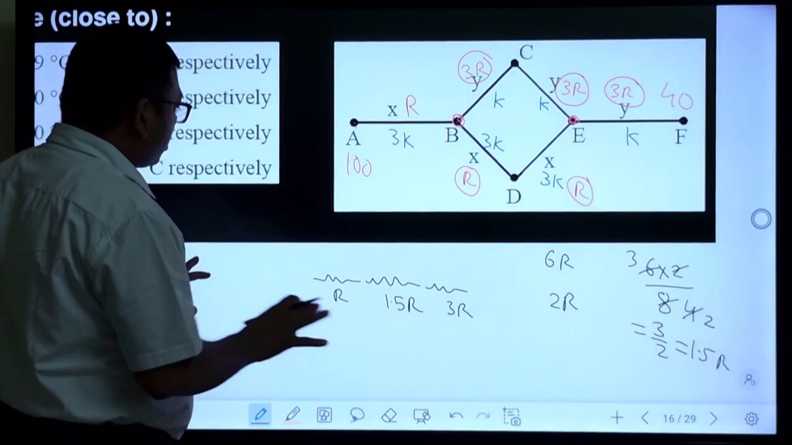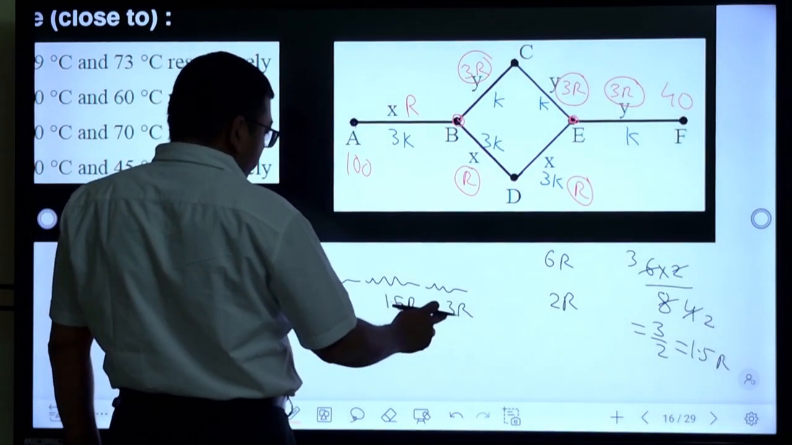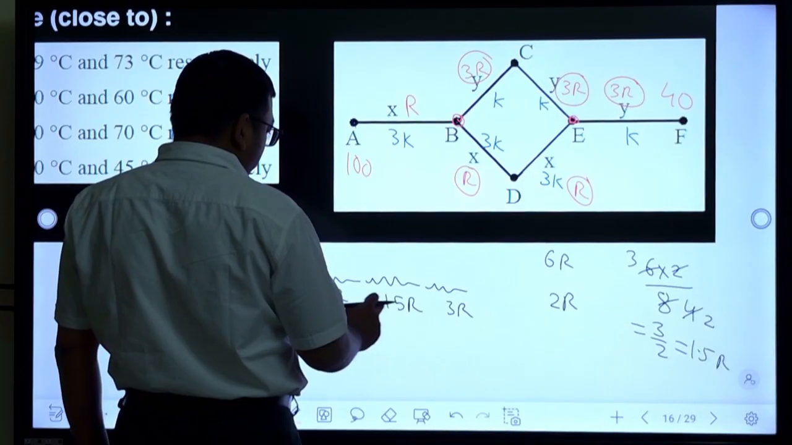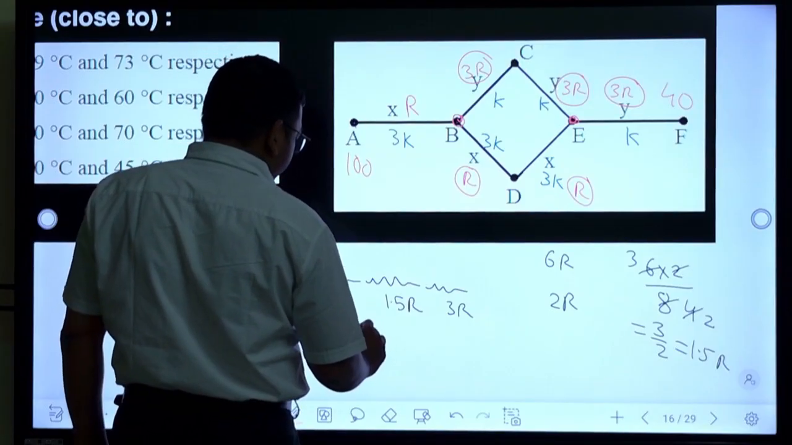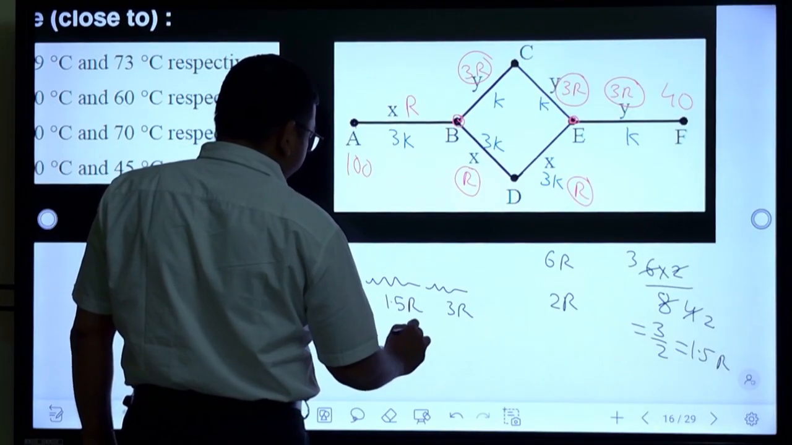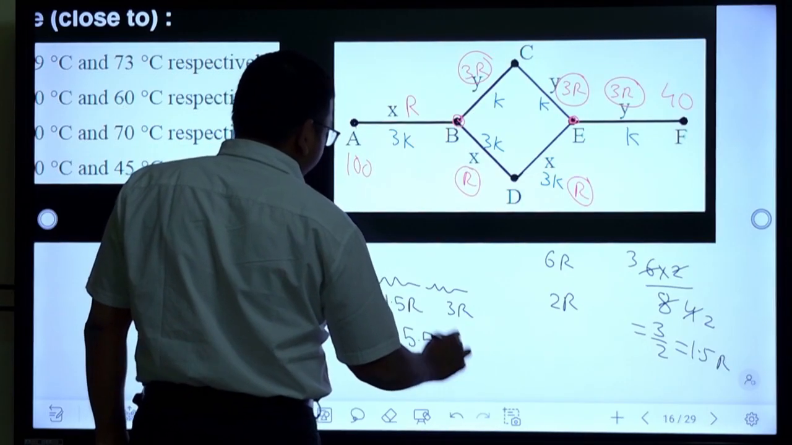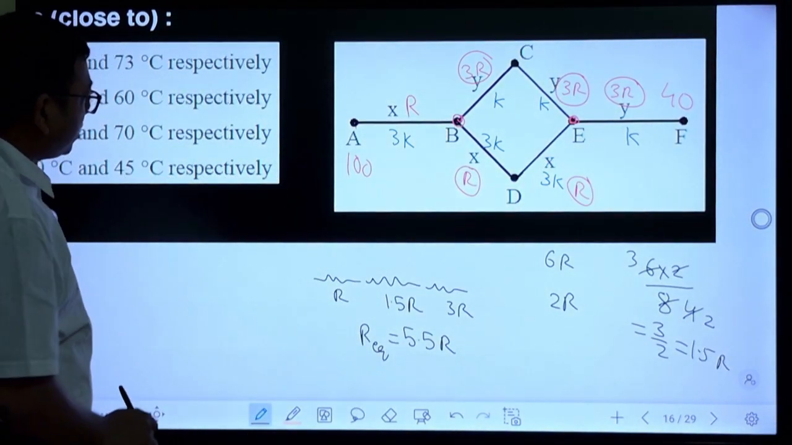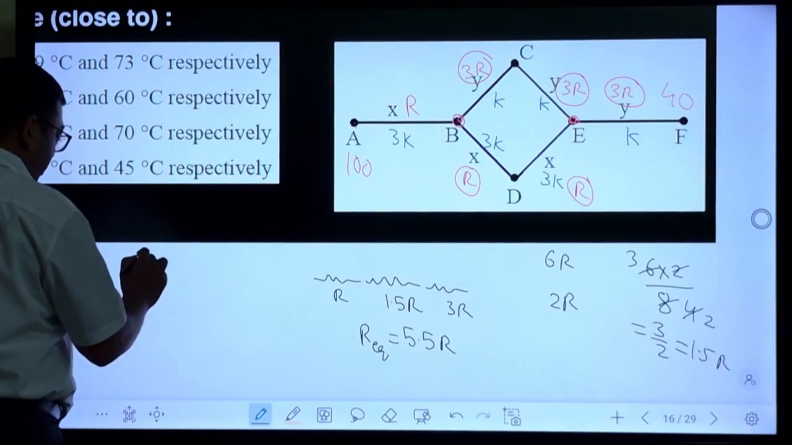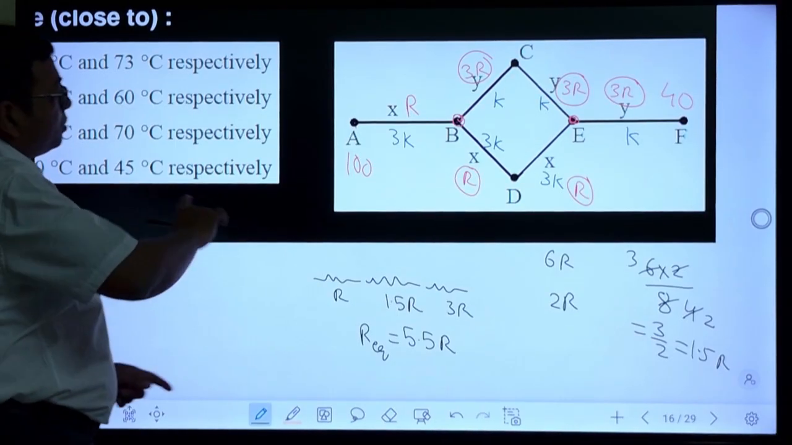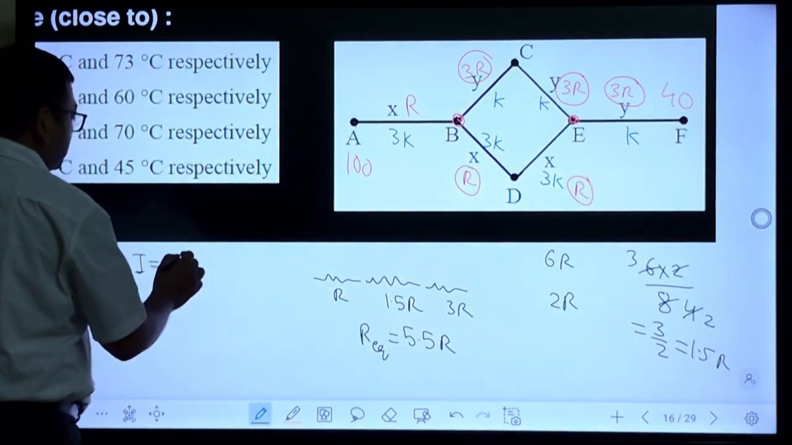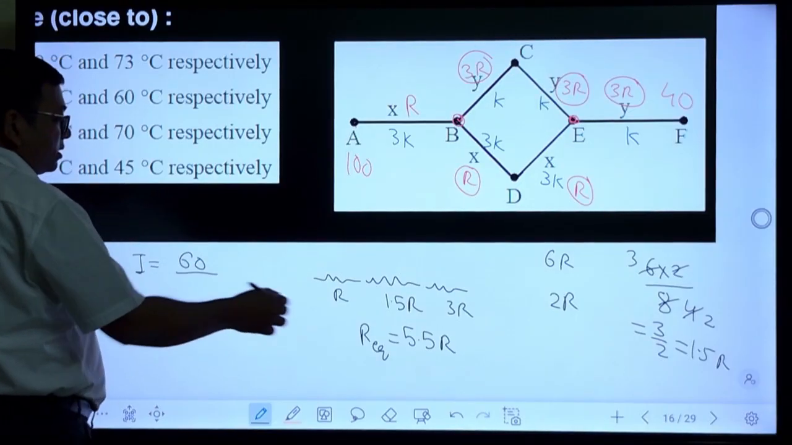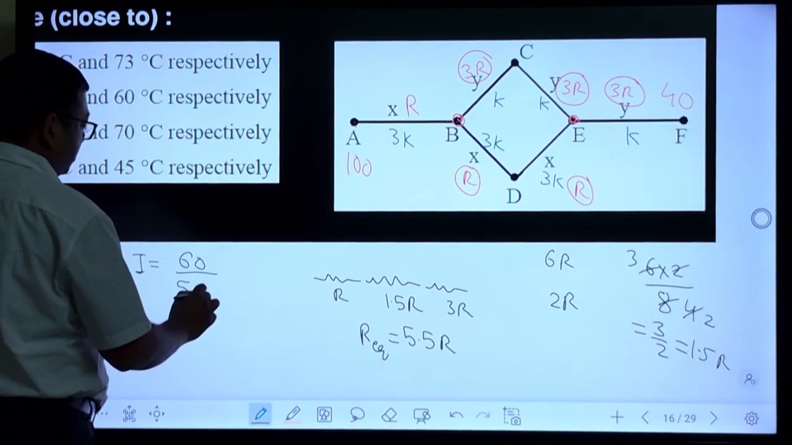Right, now total is how much? Calculate total. So 3, 4, 4 plus 1.5, 5.5. So R equivalent you got as 5.5, correct? You got R equivalent. So first of all calculate current I. I is equal to total potential difference, that is temperature difference. So 100 minus 40 is 60, 60 by resistance, this is 5.5 R.